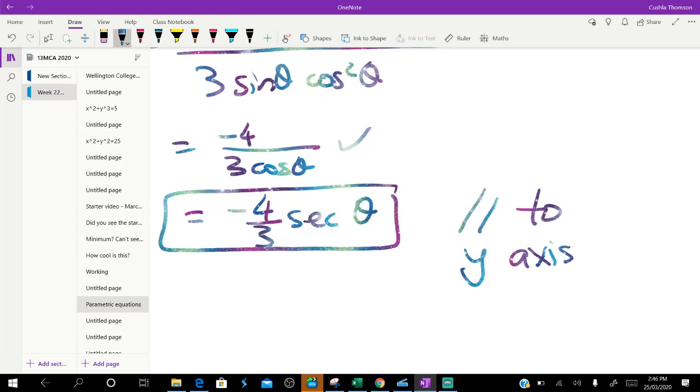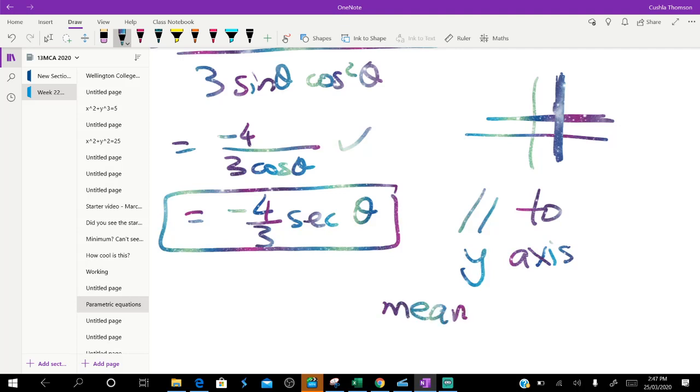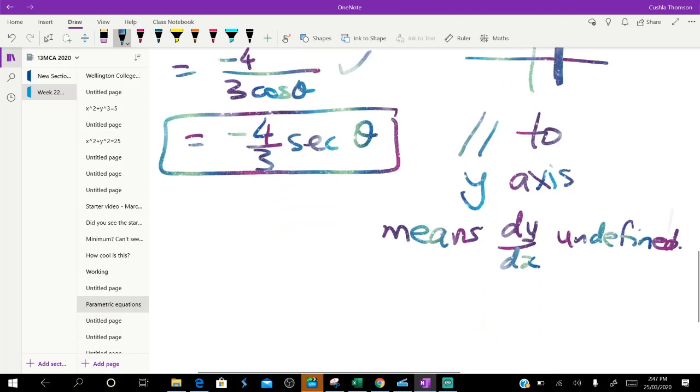No, the gradient is 0. Think about it. Parallel to the x-axis means the gradient is 0. Parallel to the y-axis, we want the gradient to be undefined. Okay, so the gradient's going to be undefined when the bottom line of the fraction is 0. Yeah, that's why I like this question, Jamie, because we don't think about parallel to the y-axis as much as parallel to the x-axis. Okay? So parallel to the y-axis means dy by dx undefined, or infinite, if you want to think of it like that. So let's look at what dy by dx is.